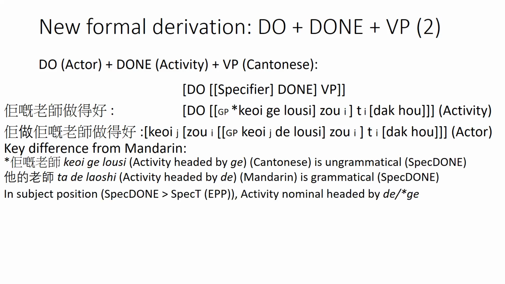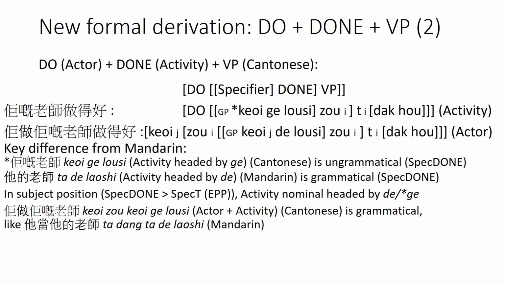The problem here is that we would posit some activity nominal in the specifier of done, where it's base generated, and it would undergo EPP and move to the specifier of t, and hence become the subject of the clause. And here we can only have the, not ge, as we established. Whereas if we project the actor argument, where the verb moves further to a higher light verb projection do, Cantonese immediately becomes grammatical. We can say 佢讀佢嘅老師, just like Mandarin, 他當 and 他的老師.